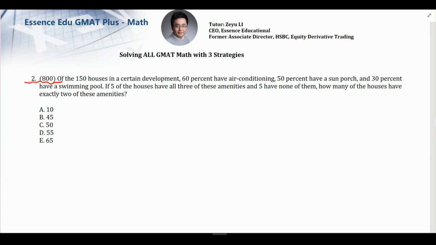I'm going to solve this question together again using our 3 strategies. These 3 strategies can solve any GMAT questions. Let's read the question first.